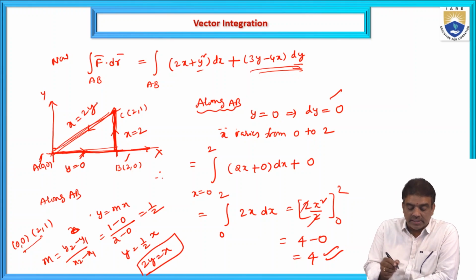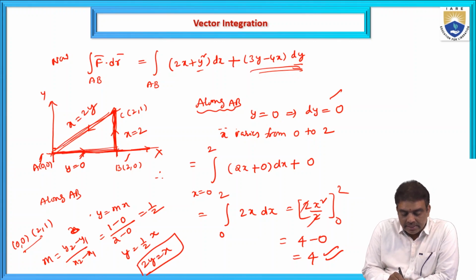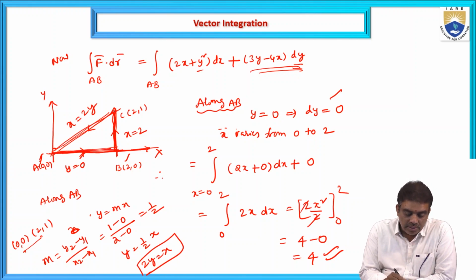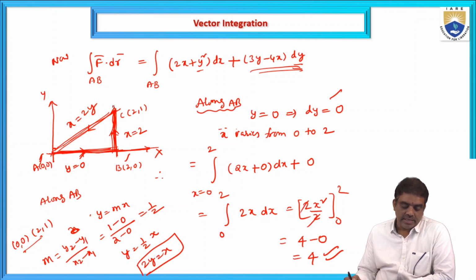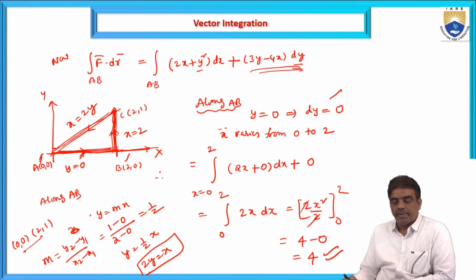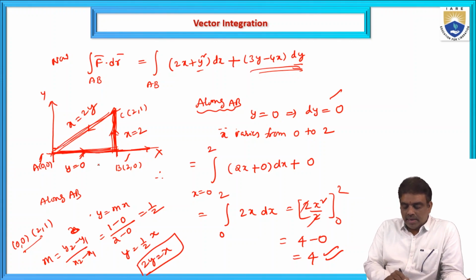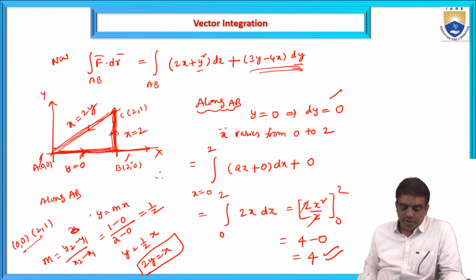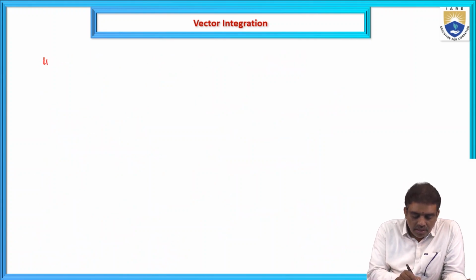So first observe this triangle. This is the line y is equal to 0. This is the line x is equal to 2, because it is passing through (2, 0) and perpendicular to the x-axis. And this is the line x is equal to 2y, or y is equal to 1 by 2 into x. Along AB we have already calculated. Now I am going to go along BC.